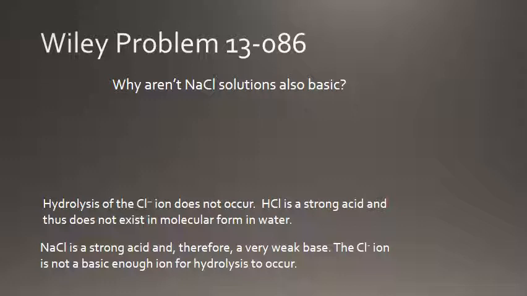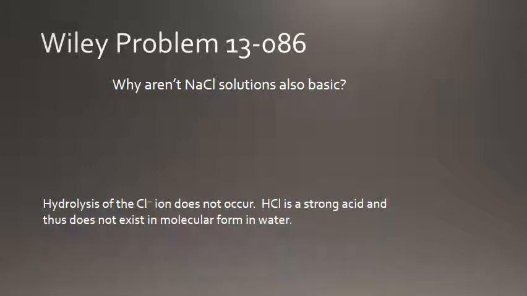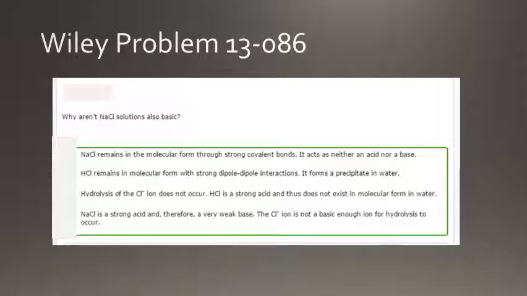Then finally, NaCl is a strong acid and therefore a very weak base. What? NaCl is a salt. It's not a strong acid. So that answer's definitely out of there. I think by process of elimination, this is our correct answer. Let's check it out. Choose hydrolysis of the chloride ion does not occur. Boom, that is our answer.